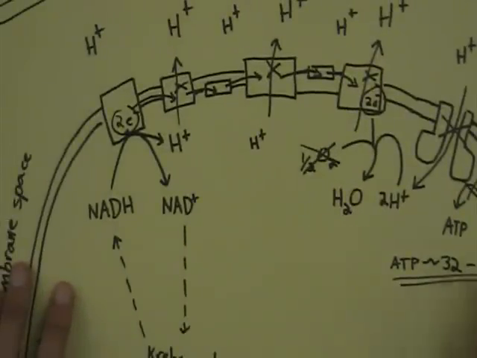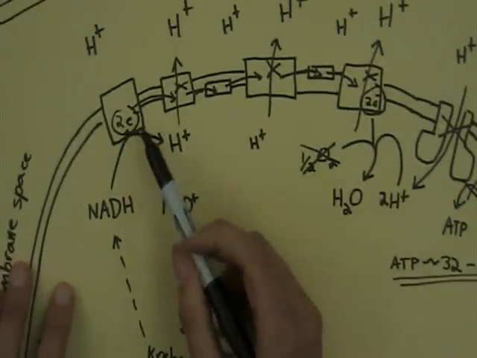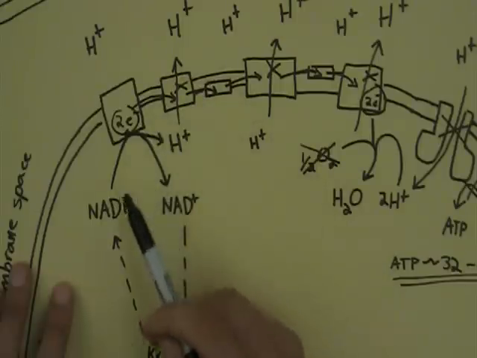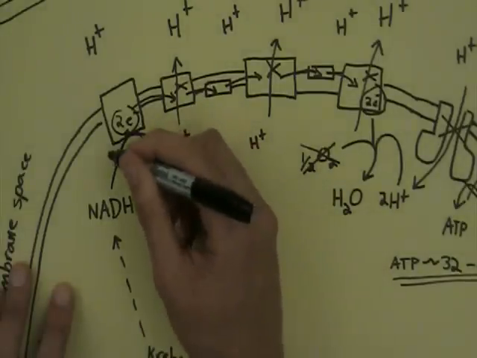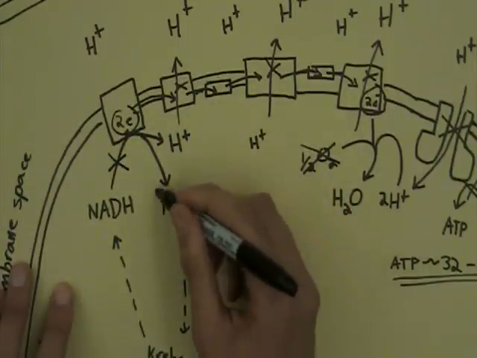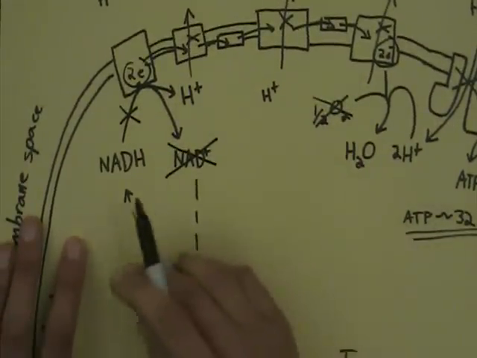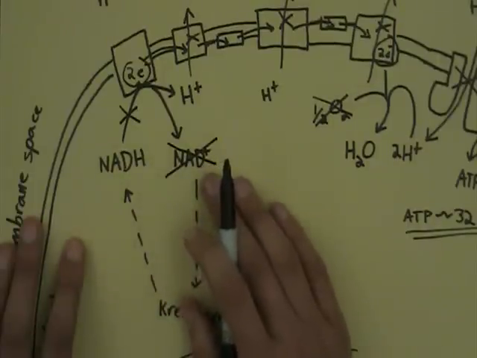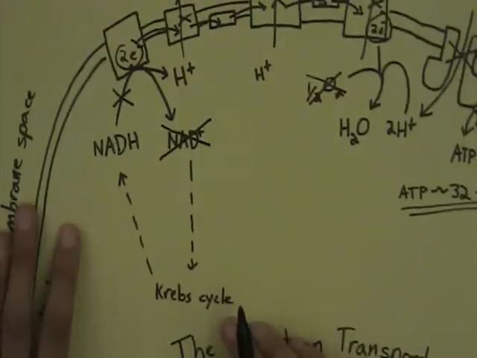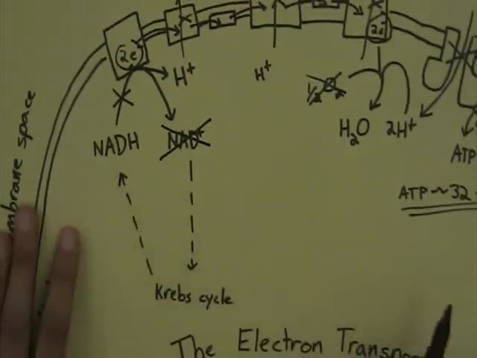This has other consequences too. The electrons, because they're not being passed on, cannot be replaced from electrons from NADH. So NADH is no longer being converted into NAD+. This means that no NAD+ is available to enable the Krebs cycle to keep turning.